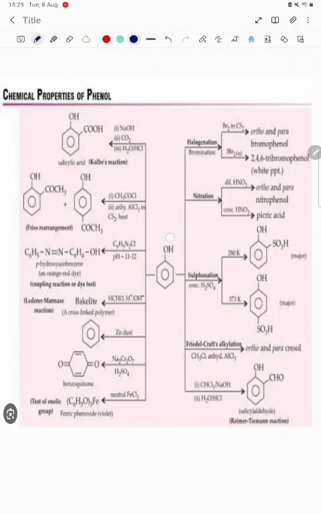Hello student, let's try to understand the chemical properties of phenol. The first reaction is halogenation. The important one is bromination.